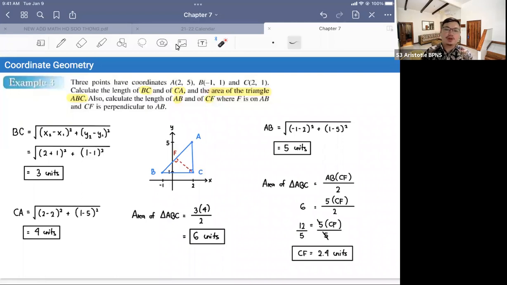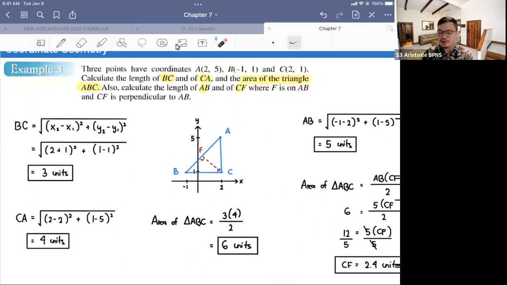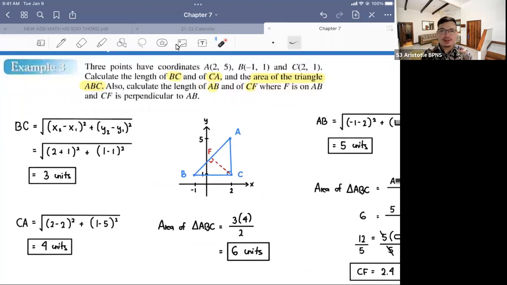Now, there's a lot of things going on in this question. Okay, so let's break down question per question. Okay, so we're given 3 points. Again, A, B, and C. So we need to find the length of BC and CA, and then the area of the triangle ABC. So let's do them first. So BC and CA can be solved by using the distance formula. Okay, so BC is again this one. So this is my x sub 1, y sub 1, and then this is my x sub 2, y sub 2.